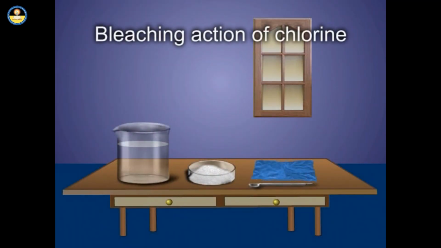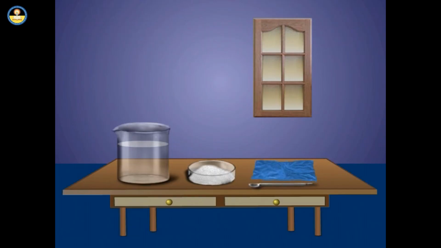This animation shows the bleaching action of chlorine. The animation shown here depicts the bleaching action of bleaching powder on cloth. Bleaching powder is in the powdered form. 1 teaspoon of it is added to water.